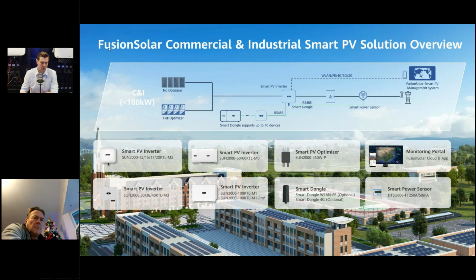All the rest of the products, like the optimizers, monitoring portal, dongles, and smart power sensors are the same. But according to the power sensors, this is what has to be said right now. The maximum measuring range of this device is 170 kilowatts. So for commercial scale PV installations, it's fine. But for industrial, we have to use some third-party power meters, which are also compatible, not all of them, but most of them are compatible with our products.